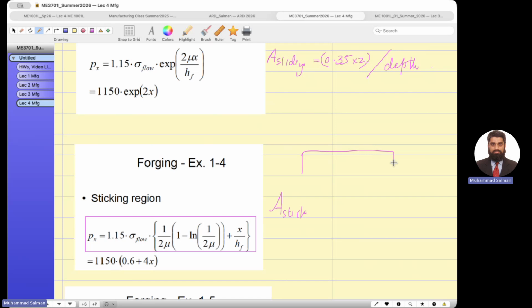Look, this is my forging piece. This is my 0.35. This is my W by 2. This is my 0.35. So I'm going to write down area sticking equals 2 times W by 2 minus 0.35. You understood this point?